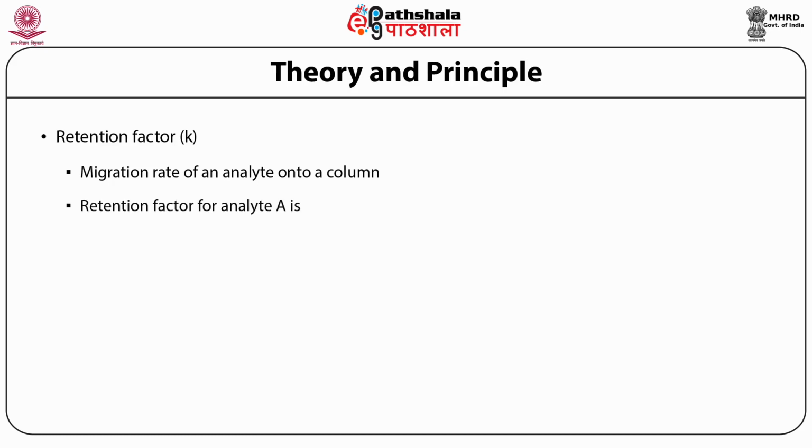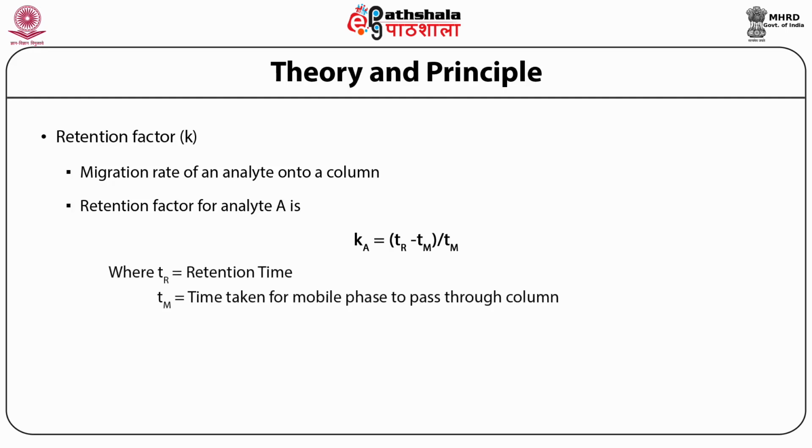The retention factor of analyte A is depicted by the formula Ka equals (Tr minus Tm) divided by Tm, where Tr is the retention time, that is the time between sample injection and generation of the analyte peak when the sample reaches the detector at the end of the column, while Tm is the time taken for the mobile gaseous phase to pass through the column. Tm and Tr can be obtained from the chromatogram.